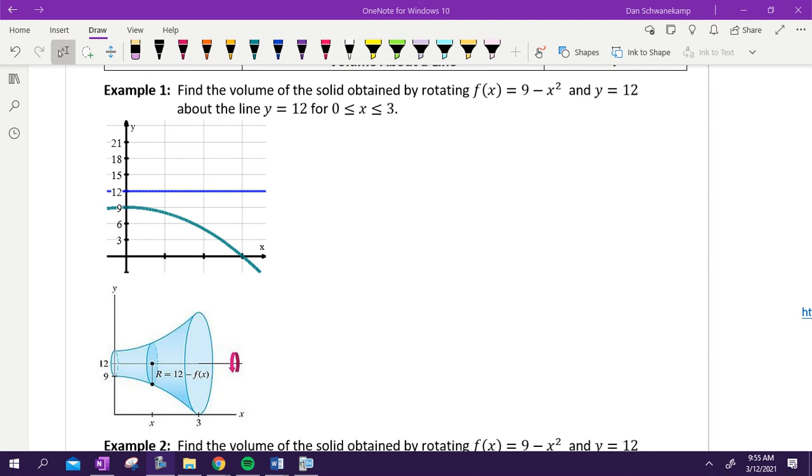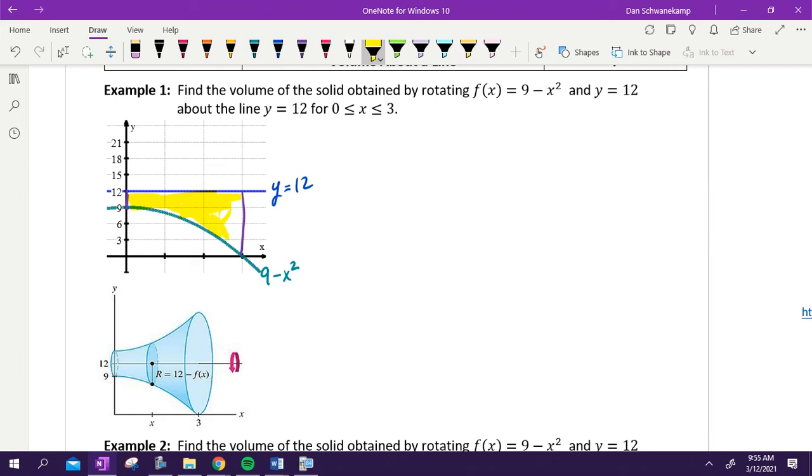Find the volume of the solid rotating around the line. 9 minus x squared. That's this guy right here. 9 minus x squared. And the line y equals 12. That's this line right here. We're revolving that shape around the line y equals 12 from 0 to 3. So 0 to 3 are my x values. So that's 0, that's 3, that's my shaded region.